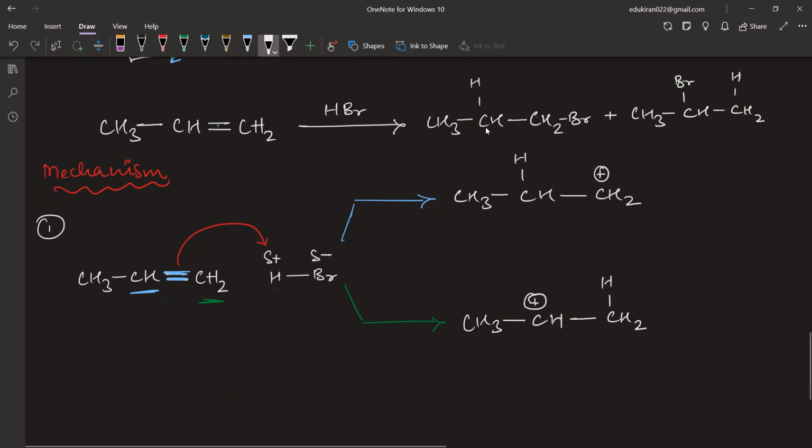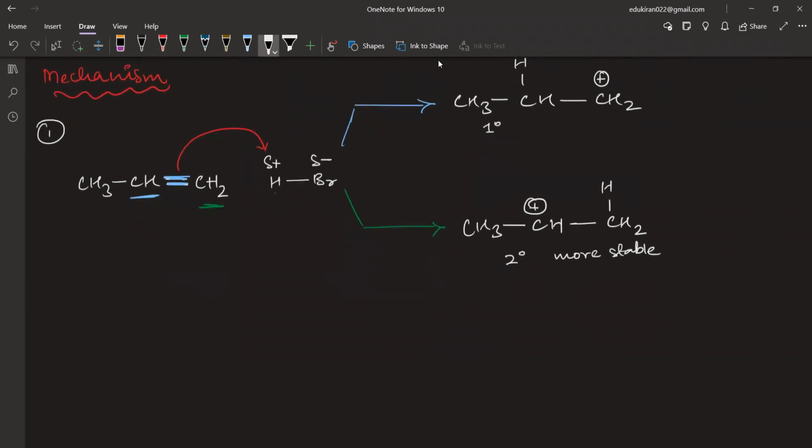Now you have to tell me, since this is a 1 degree carbocation and this is a 2 degree carbocation, which will be more stable, 1 degree or 2 degree? 2 degree will be more stable. All of you remember this? So we'll write this: this is more stable. And if this is more stable, then this 2 degree carbocation will be very easily formed, and this is going to give your major product. Yes, Khalid, correct.